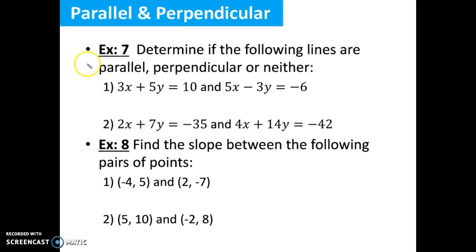All right. We also have to talk about parallel and perpendicular. Remember, parallel lines never touch. They're always the same distance apart. And perpendicular lines intersect at a right angle, so at that 90-degree angle.